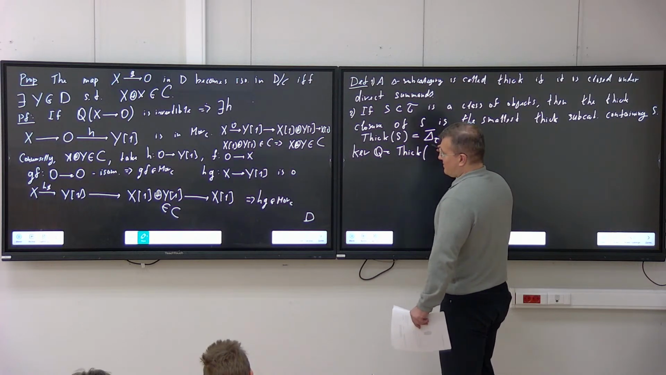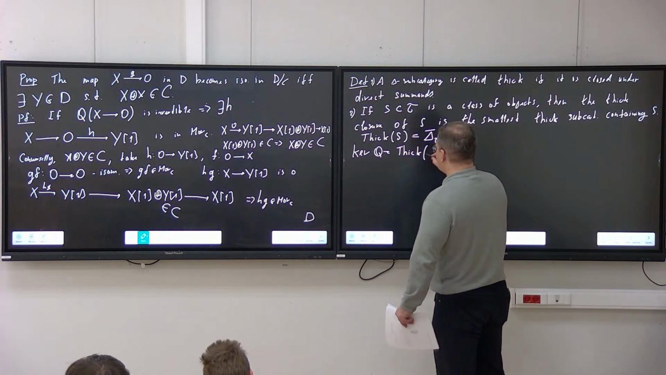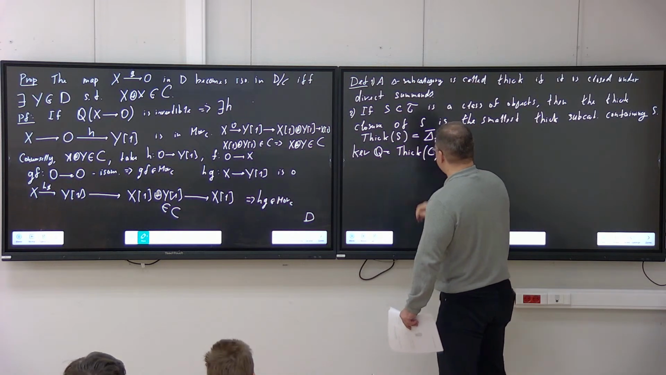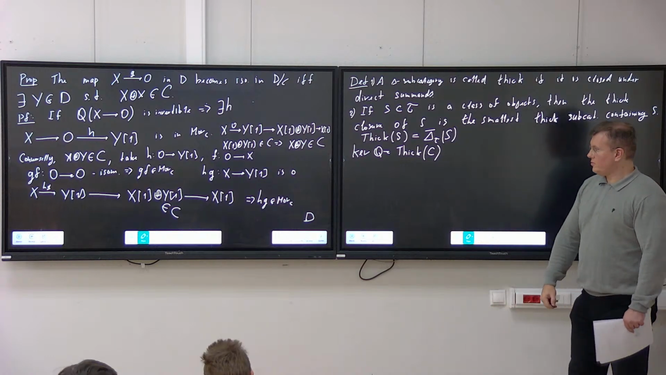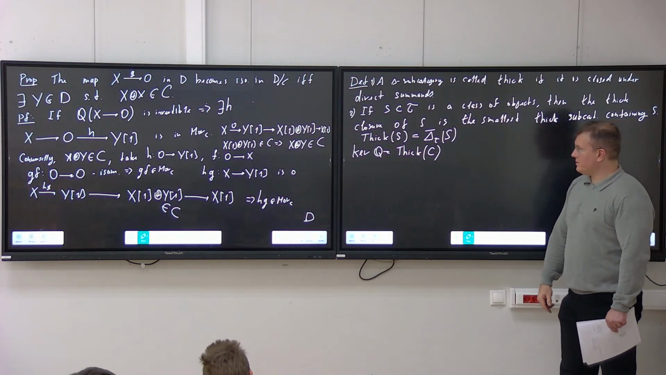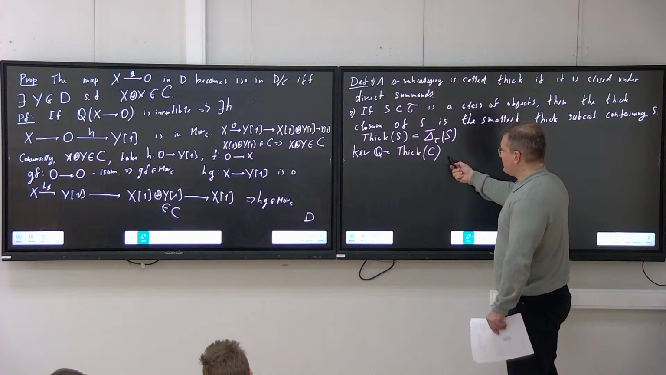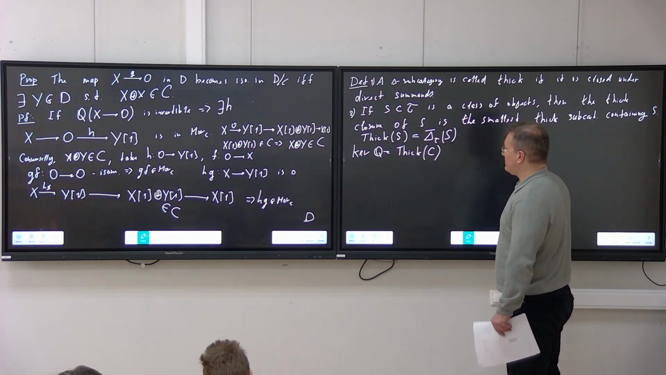There's also another kind of closure, the localizing closure, so it might be a problem. So the kernel of Q is the thick closure of the category C. So in particular, if you start with a thick category, then everything is nice, and the kernel is exactly the category.